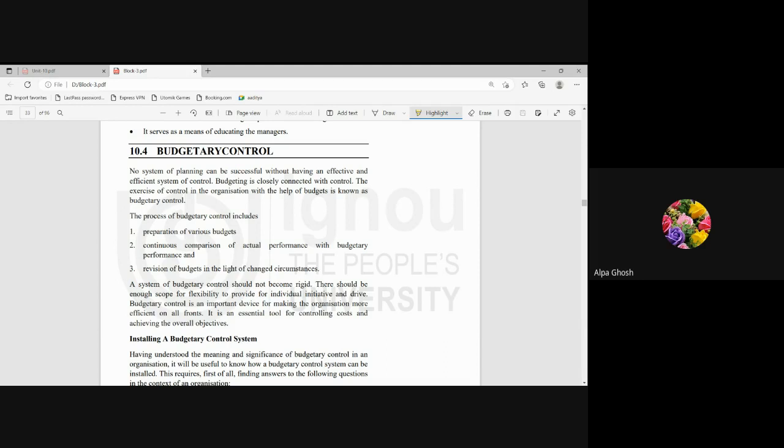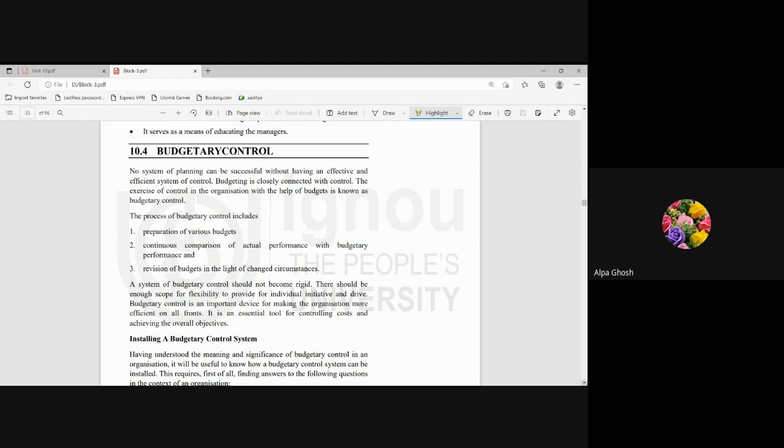So the process of budgetary control includes preparation of various types of budgets. It may be a performance budget, it may be your sales budget, cash budget, or inventory budget. So for each type of activity, we may have a budget. What is the basic idea behind having a budget? A planned one and the actual one. When there is something which we have planned and something which is actual, the difference is known as variance.